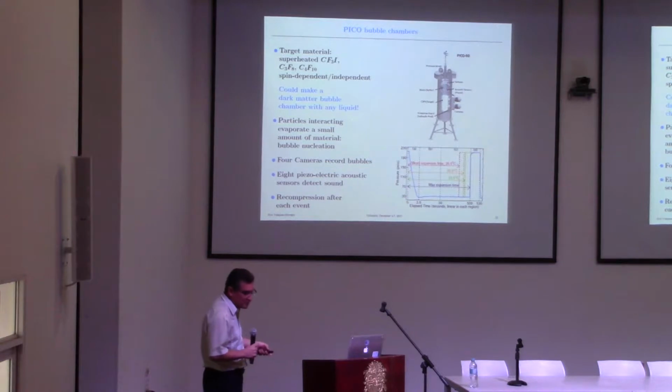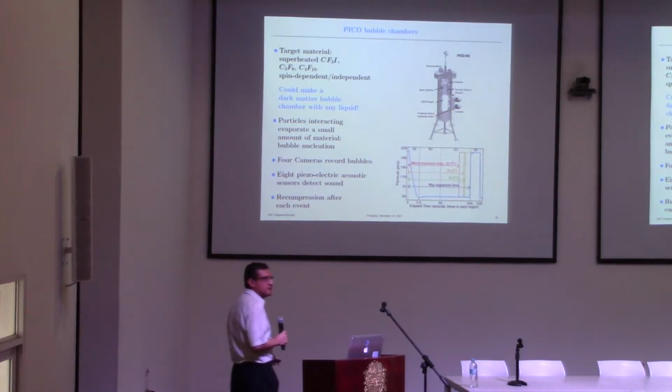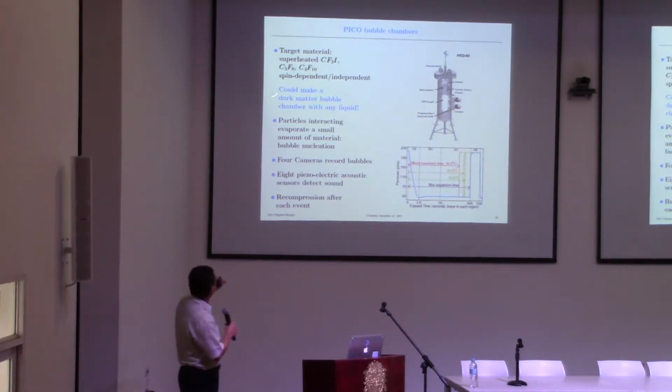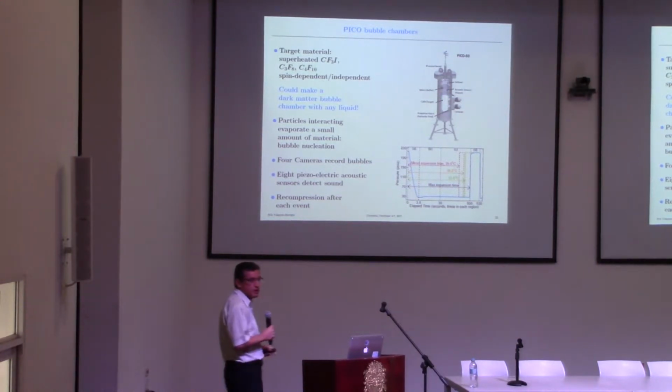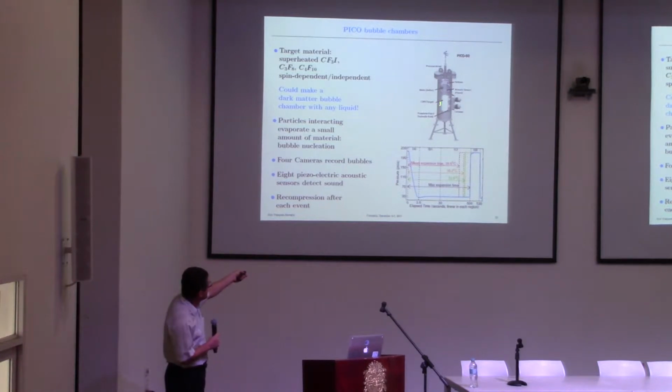We use a bubble chamber, similar to those used in the 70s in particle physics. But here we have been operating our detectors running with CF3I and C3F8. You could actually make a bubble chamber with any liquid. And this is a cartoon. You have a pressure vessel, stainless steel. Inside you have a synthetic silica quartz jar where you keep this superheated fluid.